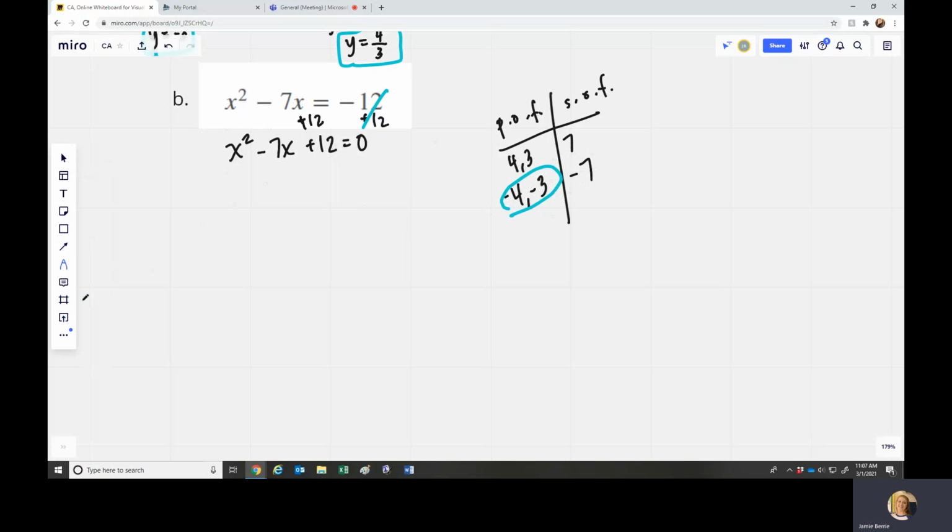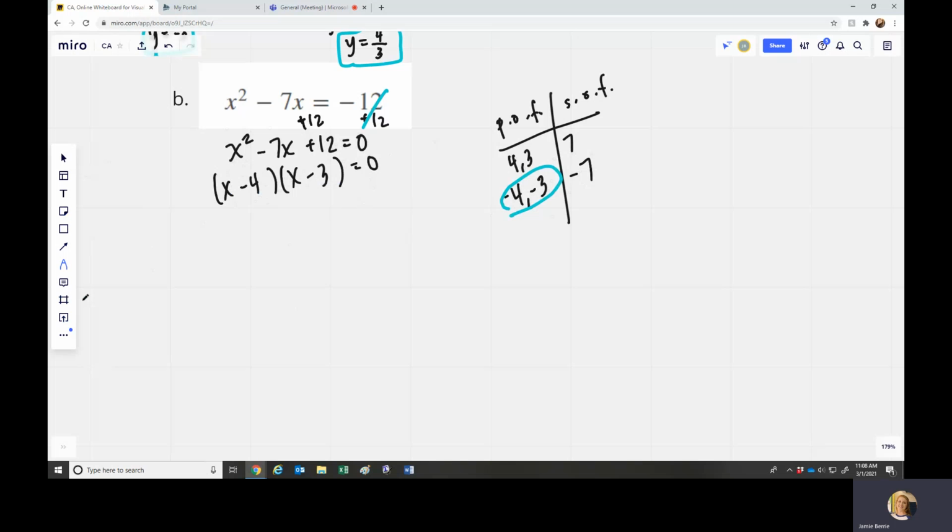The leading coefficient is 1, so I know I can jump straight to the answer. So now I'm going to factor it into 2 little sets of parentheses, 2 binomials. And then I'm just going to fill in, my variable goes first, which is x here. I'll fill in my factors, which are negative 4 and negative 3.